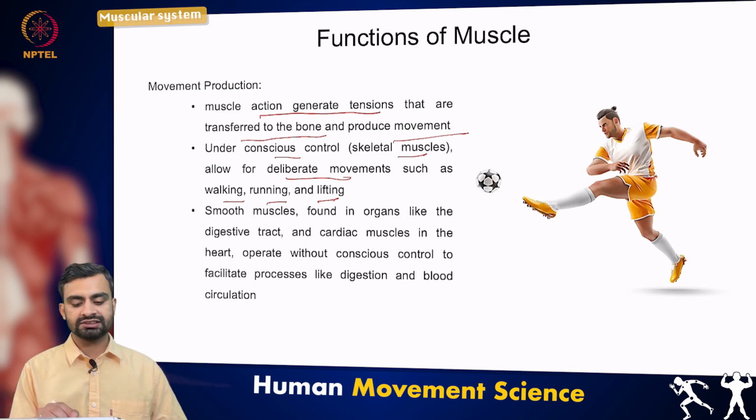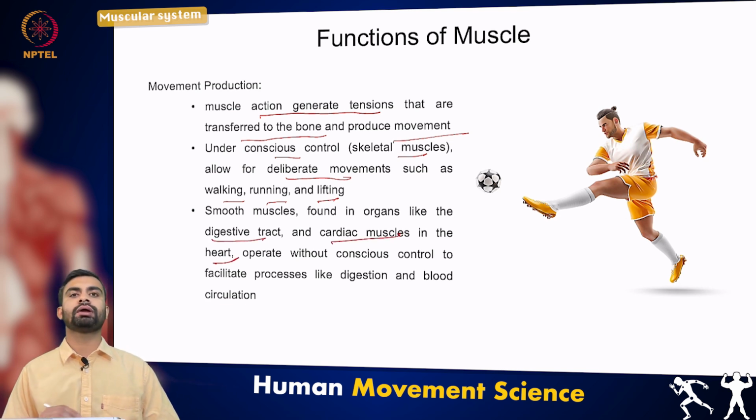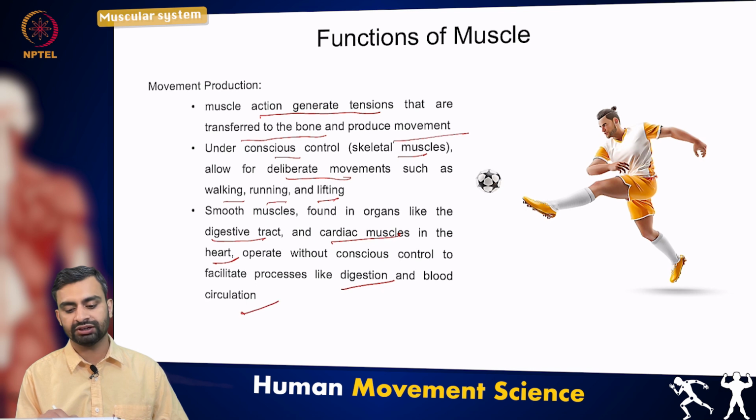Apart from skeletal muscles, there are smooth muscles which are found in organs like the digestive tract, or cardiac muscles in the heart, which operate without conscious control, and they facilitate processes like digestion and blood circulation.